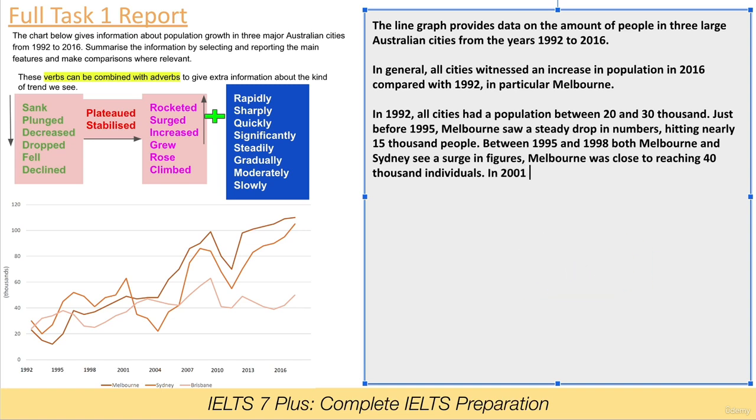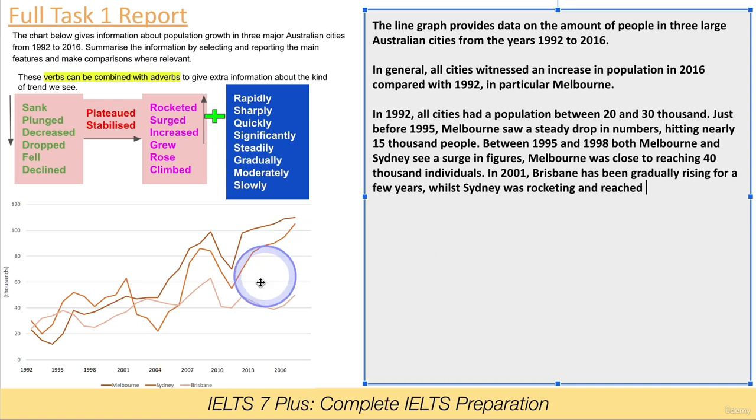So in 2001, Brisbane had been gradually rising for a few years, whilst Sydney was spiking, or was rocketing, and reached just over 60,000. There we go. We can do the numbers there.